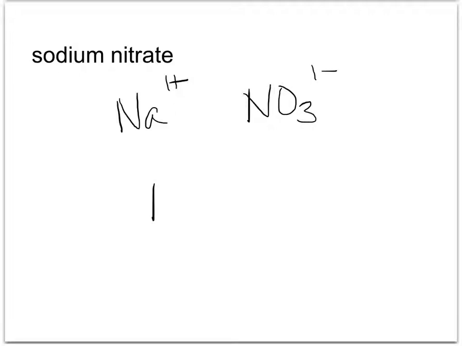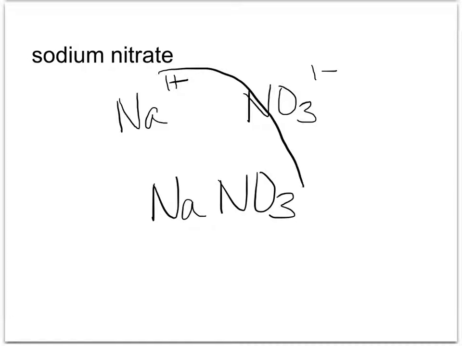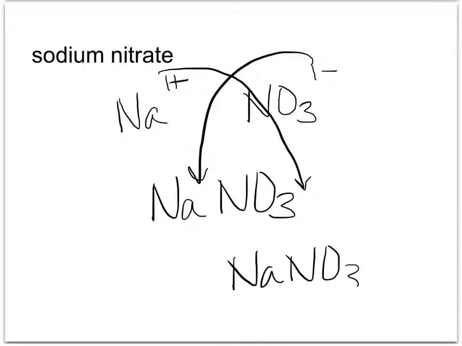So when I write the formula, just as before, the cation goes first, anion goes second, this one comes down here, this one goes over there. NaNO3, sodium nitrate.